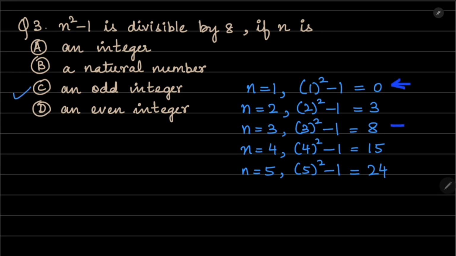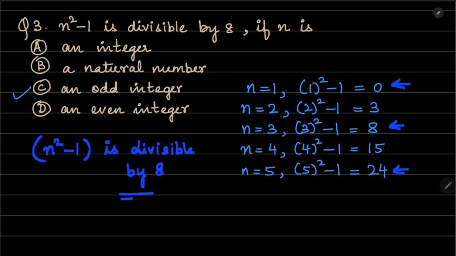So 0 is divisible, 8 and 24. It's only for these odd integers that you can see, for n equal to 1, 3 and 5, that n square minus 1 is divisible. It's not for all integers, but specifically only for odd integers, that is n equal to 1, 3 and 5. You see that the given expression n square minus 1 is divisible by the number 8. So that's your answer.